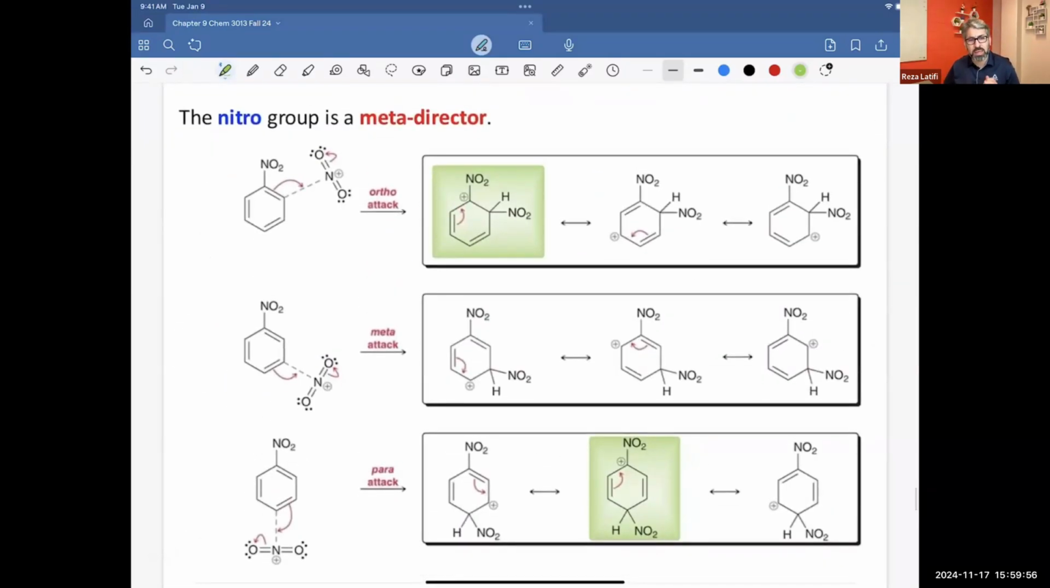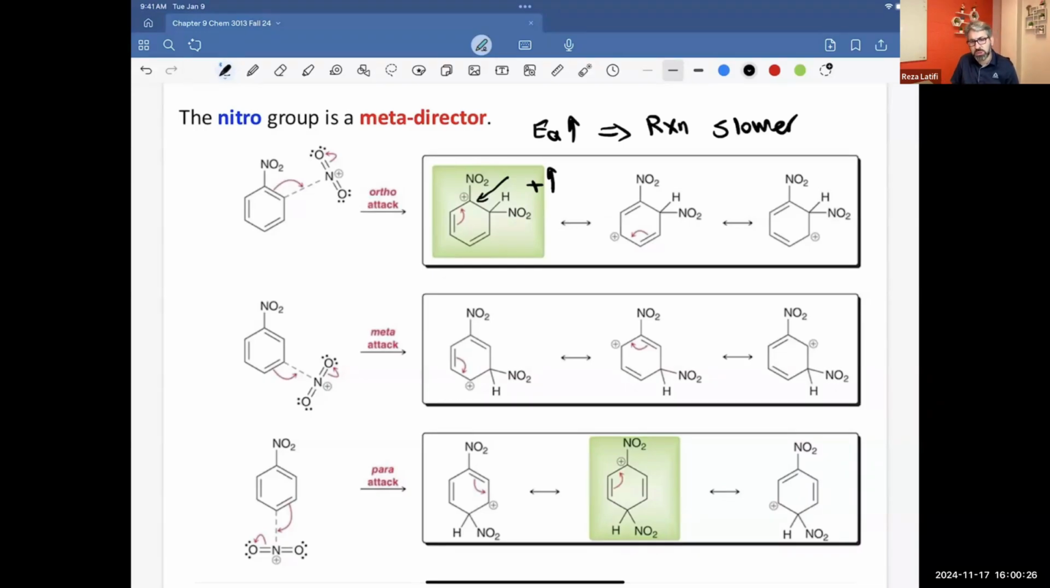And so if you add the electrophile through the ortho position, you will have a positive charge on a carbon where the nitro group is already attached. Okay. That's going to exaggerate the positive charge. So the positive charge is going to be extreme and it will go really, really high. What does it mean? Activation energy will go up. So the reaction will be slower. Okay. The reaction will be slower because we are exaggerating the positive charge.